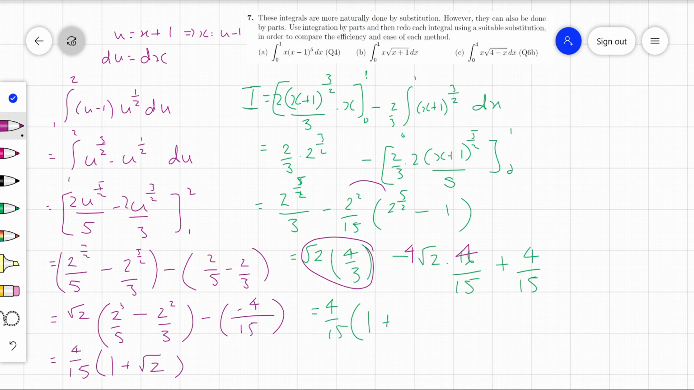Actually, if I make that a 15, the other thing you do is make this a 15, so times by 5 and make that a 15. And you've actually got 5. There we go, so now it's the same. 5 lots of root 2 4 on 15s minus 4 lots of root 2 4 on 15s. And the 4 on 15s out the front, so really we've just got 5 lots of root 2s minus 4 lots of root 2s, which is 1 lot of root 2. Of course, you can get your calculator to help you with that.